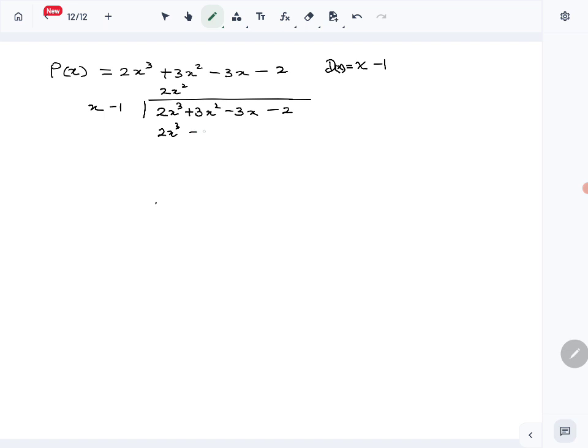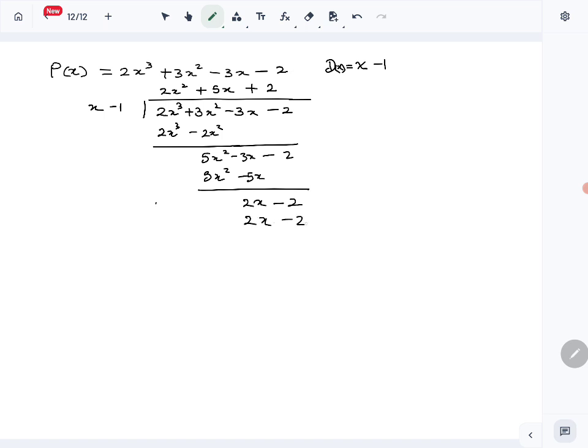2x cubed minus 2x squared, 5x squared minus 3x minus 2, plus 5x squared minus 5x. So you get 2x minus 2, plus 2, 2x minus 2, 0, right? So this is the quotient then. Now use the division algorithm form. So p of x is equal to Q of x times the divisor x minus 1. Remainder is 0 because x minus 1 is a factor.